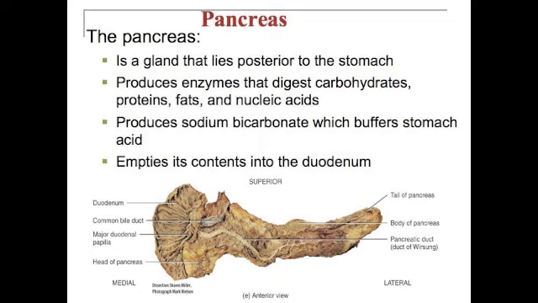Moving on to the pancreas. The pancreas is a gland that lies posterior to the stomach. It produces enzymes that digest carbohydrates, proteins, fats, and nucleic acids. It also produces sodium bicarbonate, which buffers the stomach acid. And it empties its contents into the duodenum.